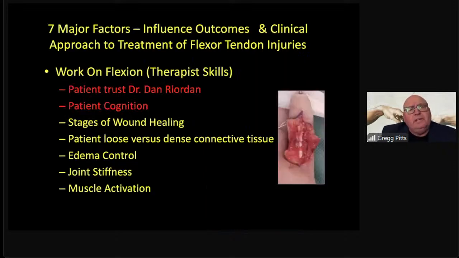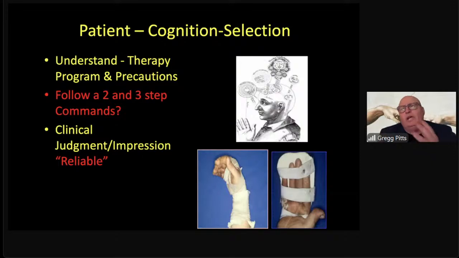The next one up is patient cognition. And I know we all talk about the bad patients, but they have to be able to follow 2 and 3-step commands, and they have to be able to demonstrate the home exercise program to you. We've all seen these people come in with their bandages dirty and the splints are dirty, and they're just not using good clinical judgment at home. And that's why we have to really watch these patients closely and bring them in as much as possible.